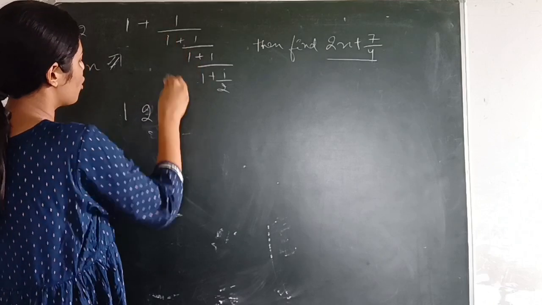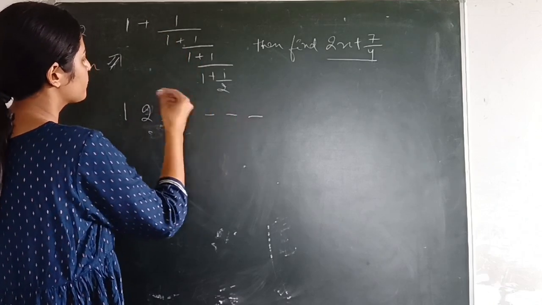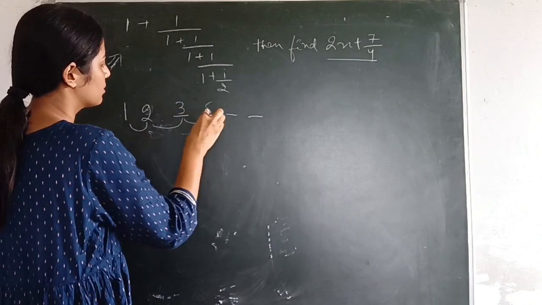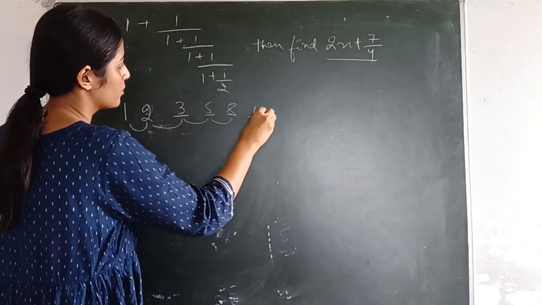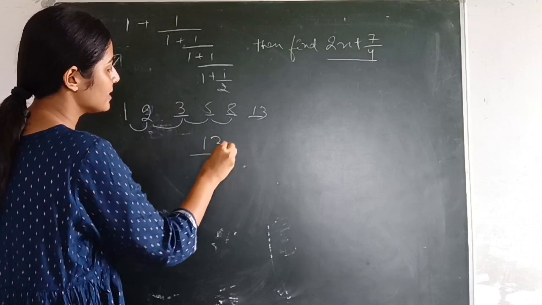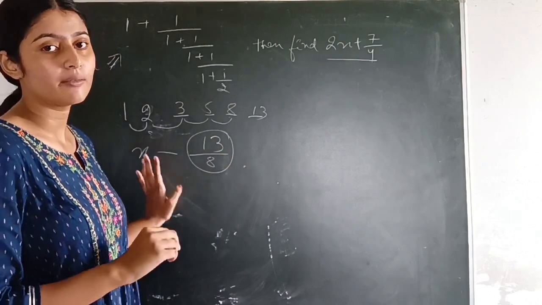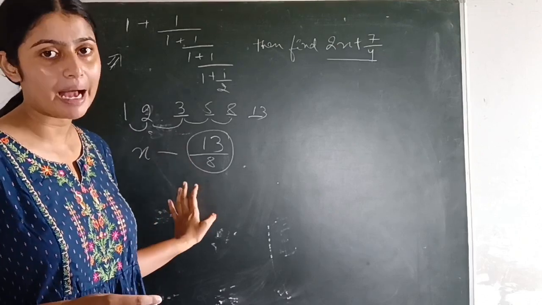And 1, 2, 3, 4. What we will do? We will add. So we got 13 by 8 as the value of x. Clear? So the value of x that we got is 13 by 8.